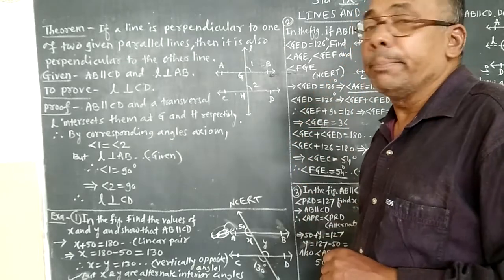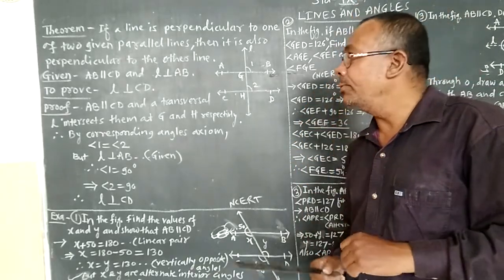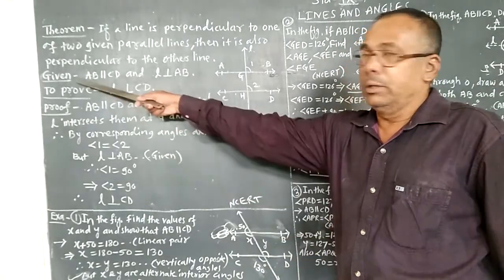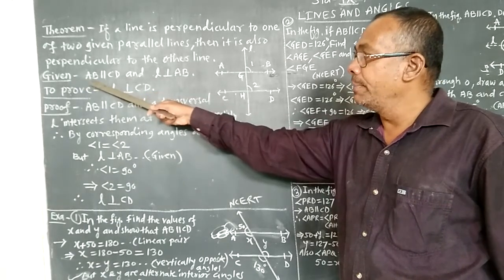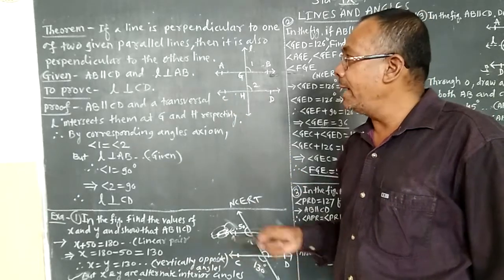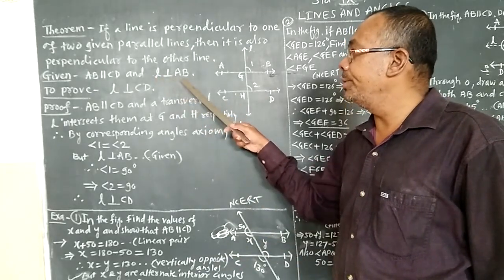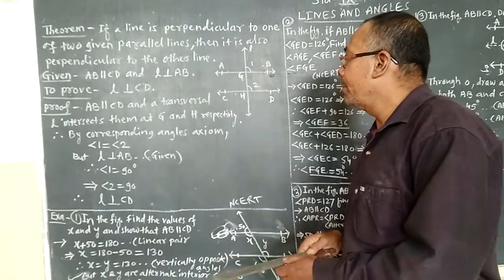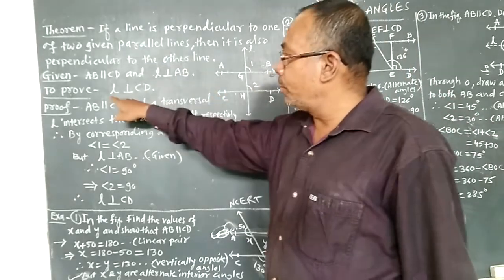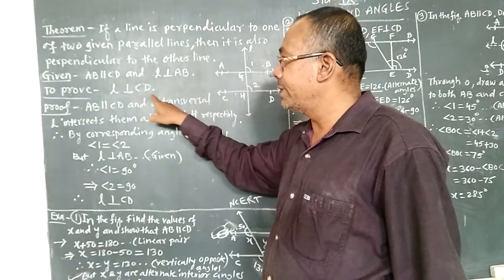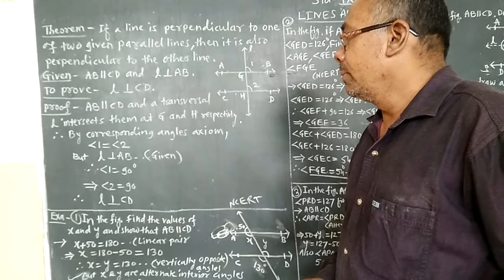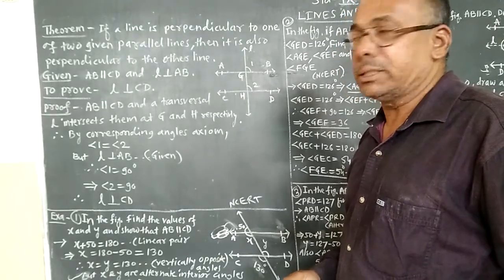Now we will write given. In given, we have to write the information of the given figure. Here we have written AB parallel CD, because AB and CD both the lines are parallel, and L perpendicular to AB. We have to prove that L is also perpendicular to CD, when AB is parallel to CD. Now we will write the proof of this theorem.